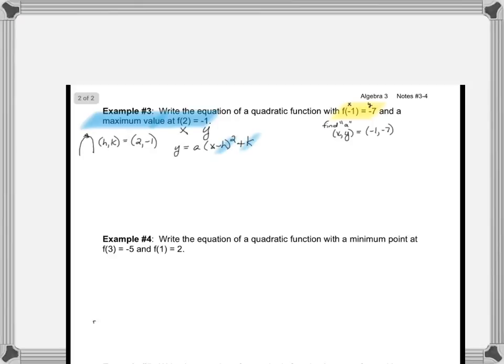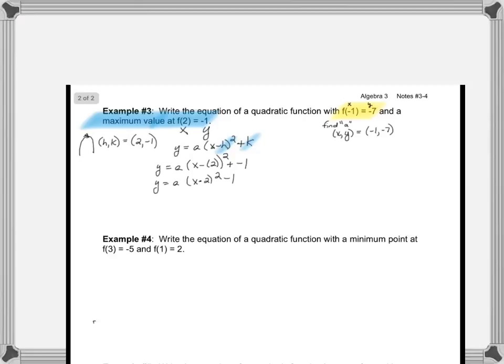Okay? So we have y equals a times (x minus 2) squared. You have to be sure to square that. And then plus a -1, your k. Now we want to get rid of any extra signs, any extra parentheses. So we've got y equals a times (x minus 2) squared minus 1.